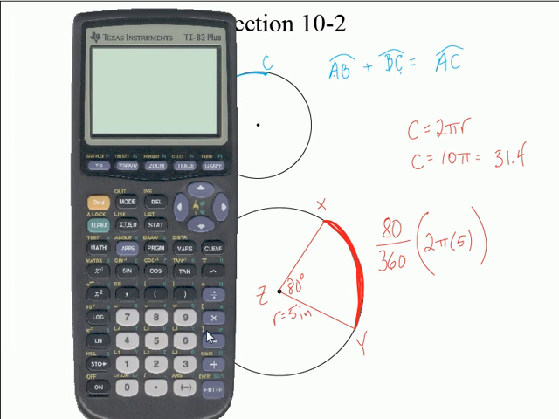So what I'm going to do is hit 80 divided by 360. All right. Times what? Times 2. Or we can just do this in our head. Times 10, couldn't we? And then times what? Times pi. And I'm going to use the pi button. Times pi equals 6.98. Let's go 6.98. It seems like they've been going 2 decimal places, so let's do that.